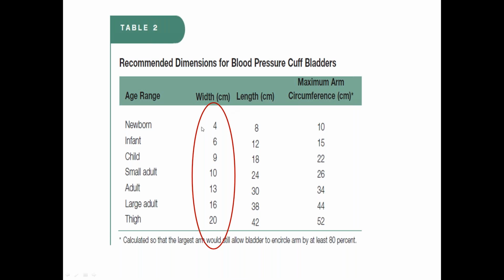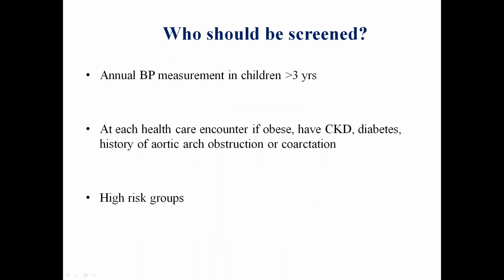Now, if you look at the various cuff widths which are available in the pediatric wards, you have 4 centimeter width for a newborn, 6 to 7 centimeter for an infant, 9 to 10 centimeter for a child, and you can use an adult-sized cuff for children beyond the age of 13 years. But when you want to measure all four limb blood pressures, in that situation you will need to use large adult cuffs as thigh cuffs also, because thigh cuffs are larger in size.